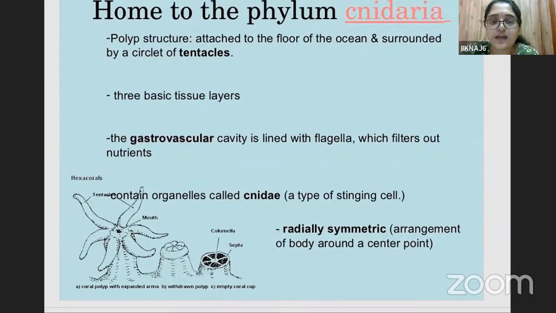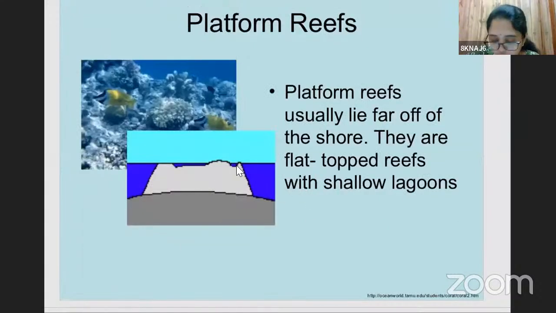So, as you see, the polyp structure has 3 basic tissue layers with a gastrovascular cavity, which is lined with flagella and helps in the filtration of nutrients. Then these contain the cnidae, or the stinging cells, and the body arrangement is radially symmetrical from the outside. But then they are all biradially symmetrical, as we have read about them yesterday. Now you have different kinds of reefs over here: platform reefs, fringing reefs, and one more, barrier reefs, atolls, etc. We'll come to them later.